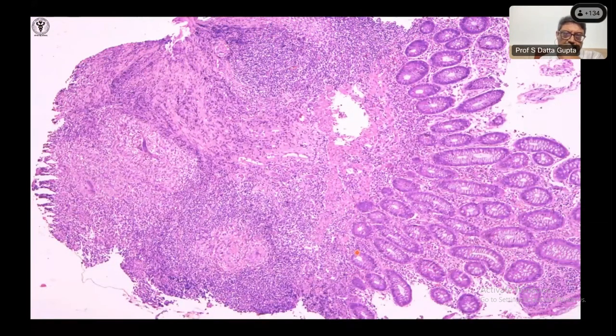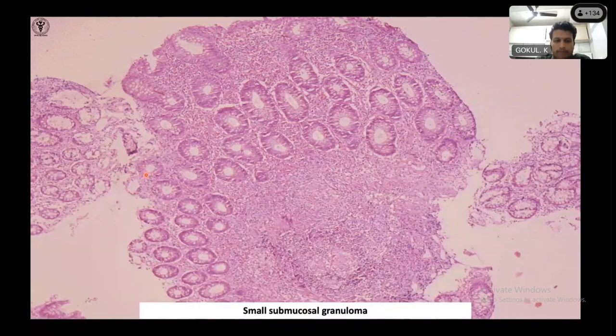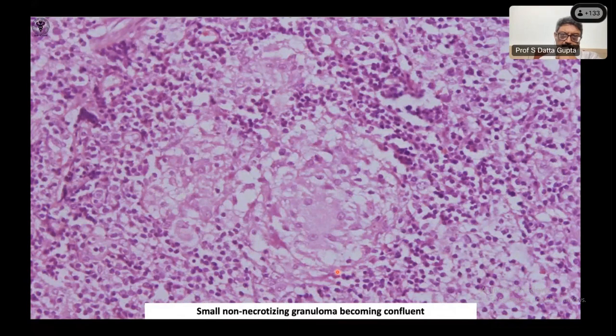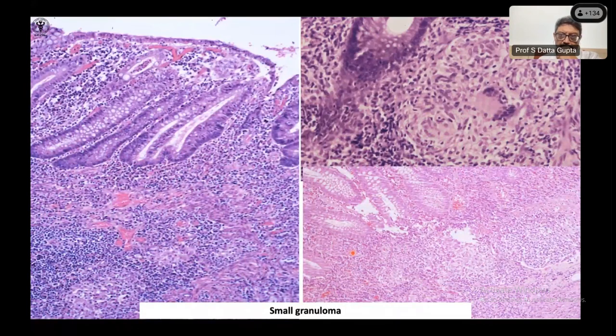The other thing is, if the granulomas are large and confluent, see, this is a confluent granuloma, then it is more likely to be tuberculosis. If there is necrosis, more likely to be tuberculosis. If the lymph nodes are involved, more likely to be tuberculosis. This is a small submucosal granuloma. This you can get also in Crohn's disease. See, small ones trying to become confluent. These are small granulomas.